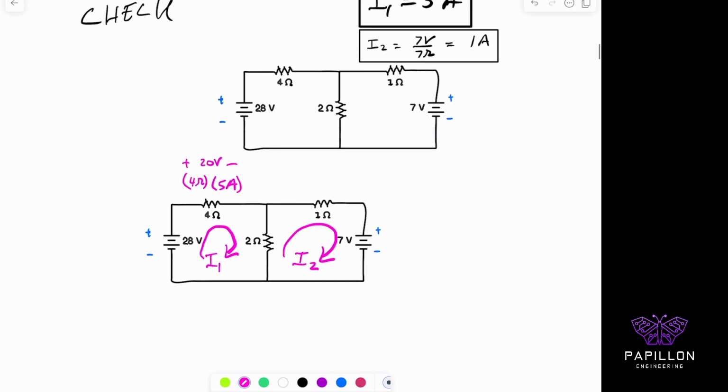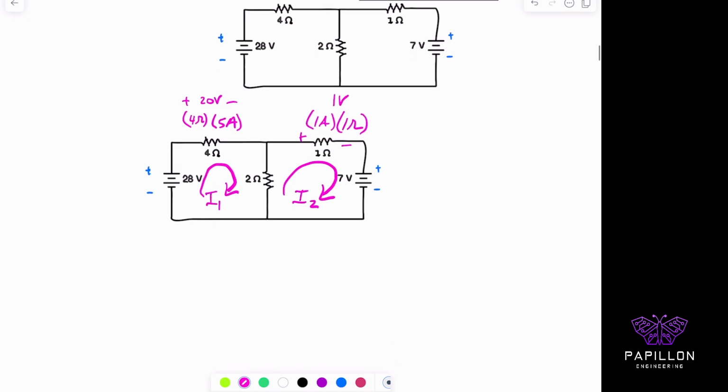Now if I put in for I2 my 1 amp over here, and I multiply my 1 amp by 1 ohm, right, I get back 1 volt across this resistor. Okay, so I'm going to draw this problem for you slightly differently because hopefully this will help you see something that's really important. So take a look at this.